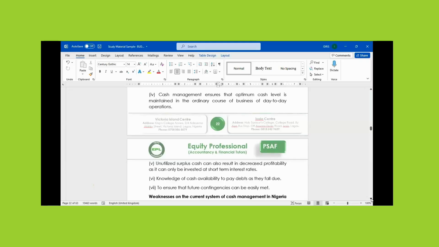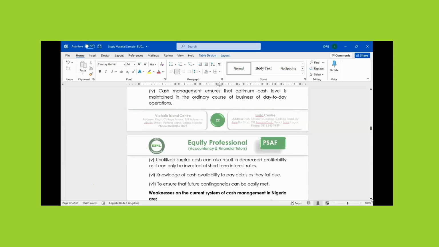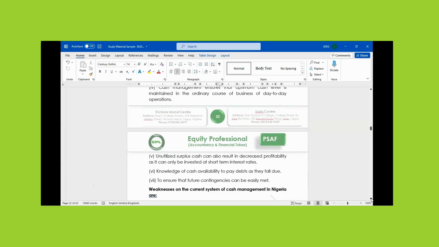Another one is to show the knowledge of cash available to pay debt as they fall due.